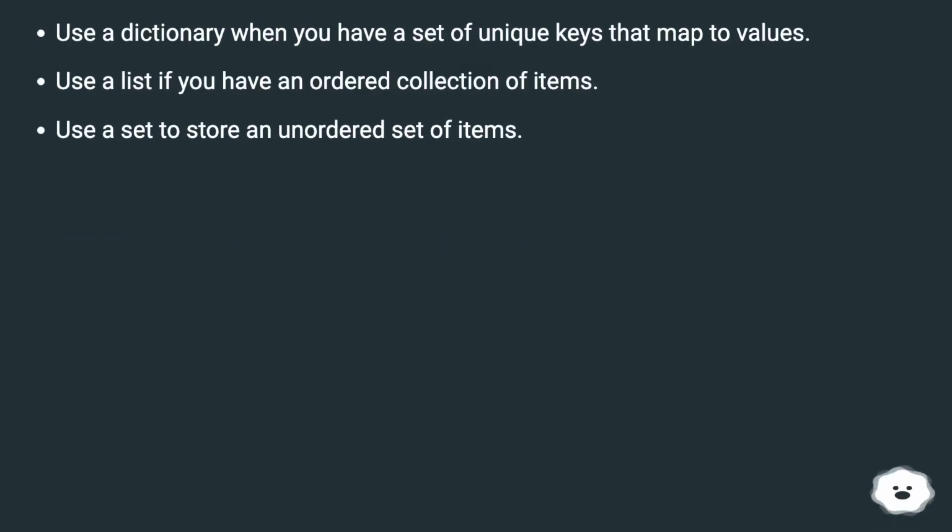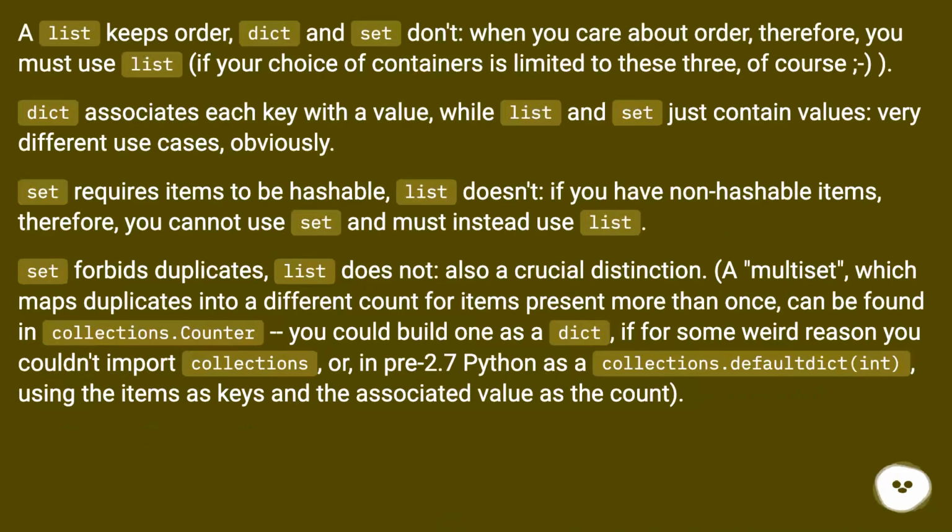Use a dictionary when you have a set of unique keys that map to values. Use a list if you have an ordered collection of items. Use a set to store an unordered set of items. A list keeps order, dict and set don't. When you care about order, therefore, you must use list, if your choice of containers is limited to these three, of course, winky face. Dict associates each key with a value, while list and set just contain values.